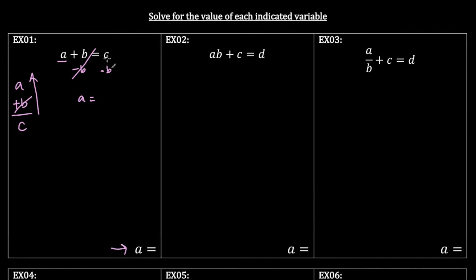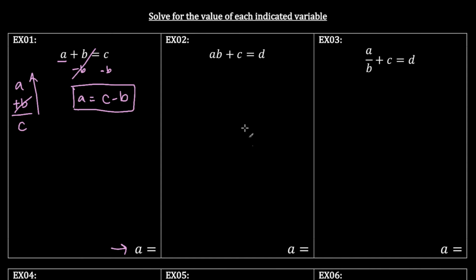Now, we really can't do C minus B because we don't know what C is, we don't know what B is. It's not like C minus C or C minus 2C or anything like that. We can't do it, so we just leave it like that. A equals C minus B. And that is our solution. A equals C minus B.